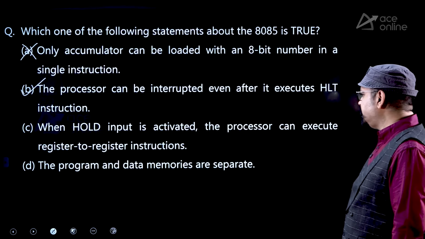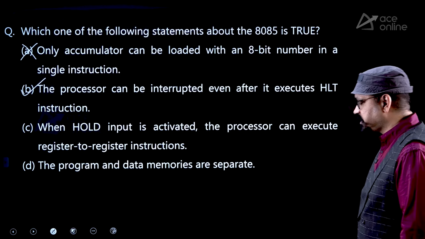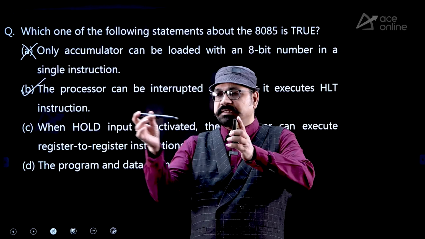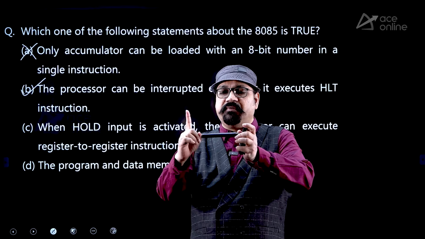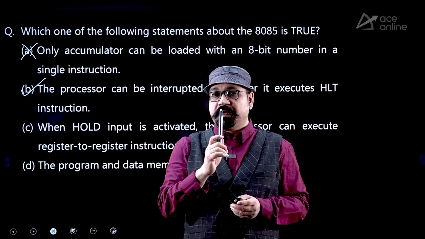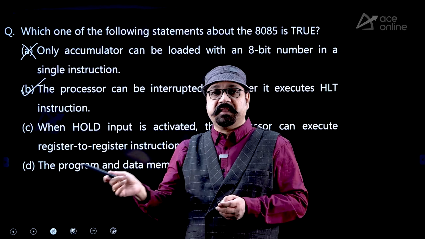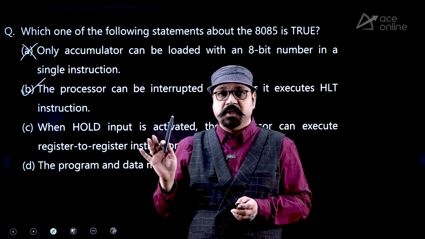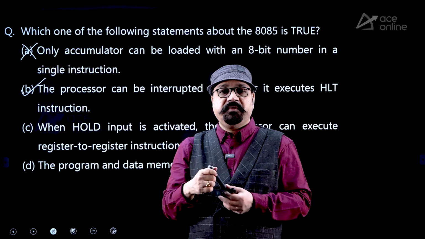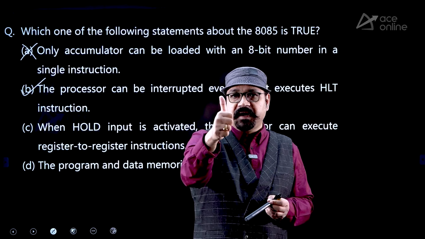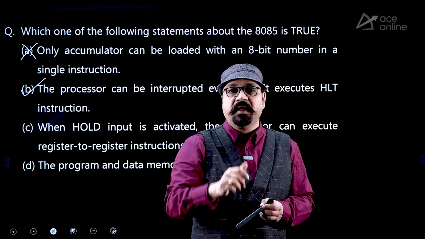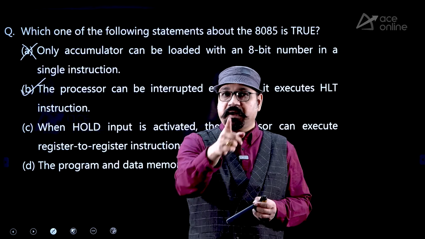When hold input is activated, the processor can execute register to register instructions. What is hold? It is a DMA request signal. This is the processor, this is the input, DMA request signal. You are sending 1 to the hold input, means what? You are telling the microprocessor to hold. DMA request is assigned the highest priority, even compared to interrupts. So whenever a DMA request is received by the processor 8085, it will complete the current operation. It will generate a DMA acknowledgement, that is the hold acknowledgement signal via the HLDA output, and enters into idle state. All of you know this.